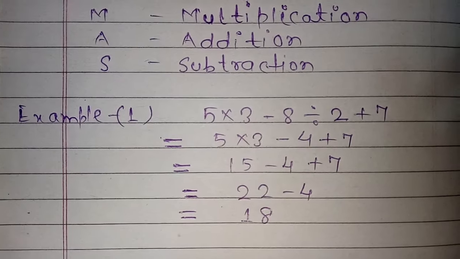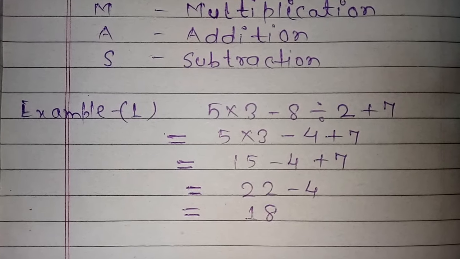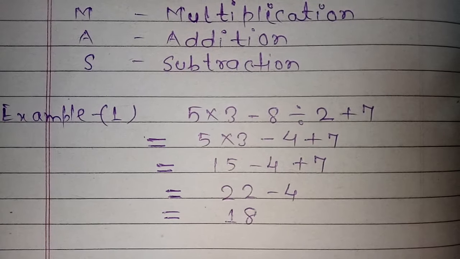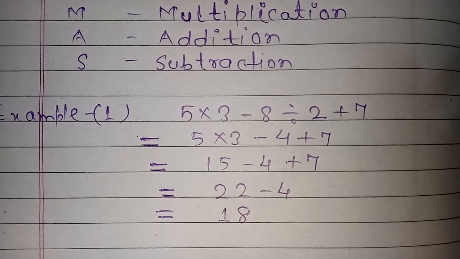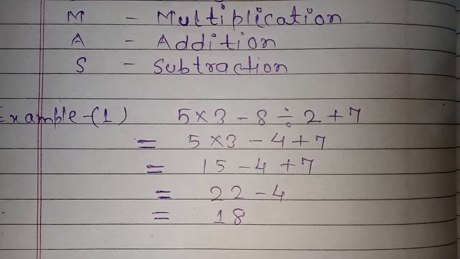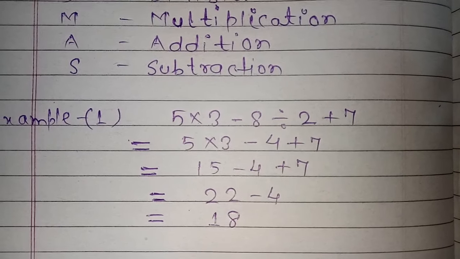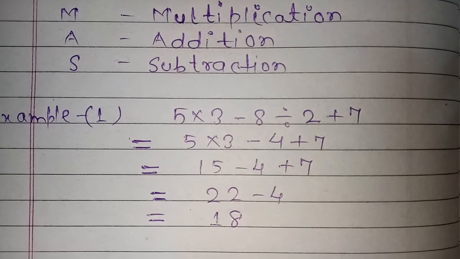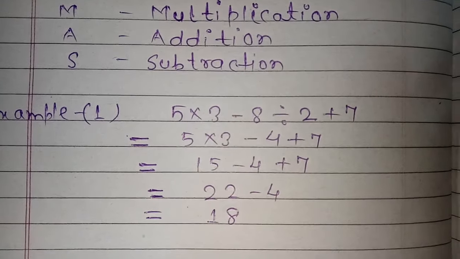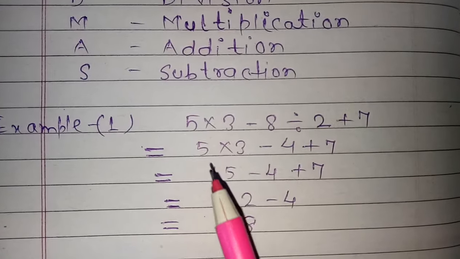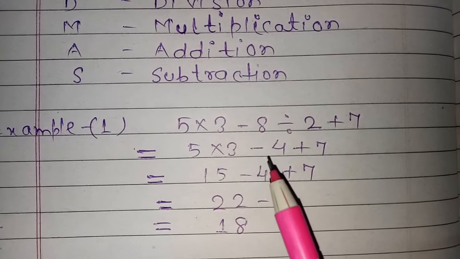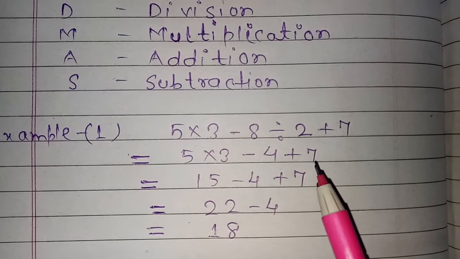In this mathematical expression, 4 operations are involved: multiplication, subtraction, division and addition. According to the BODMAS rule, amongst these 4 operations, the highest priority is given to division. So firstly we will do the division. Divide 8 by 2, we get 4. So in the second step, this becomes 5 multiplied by 3 minus 4 plus 7.